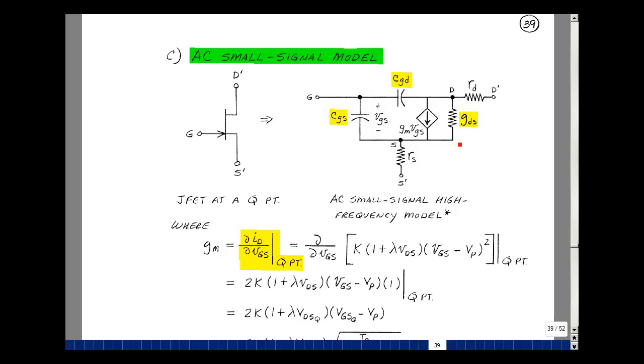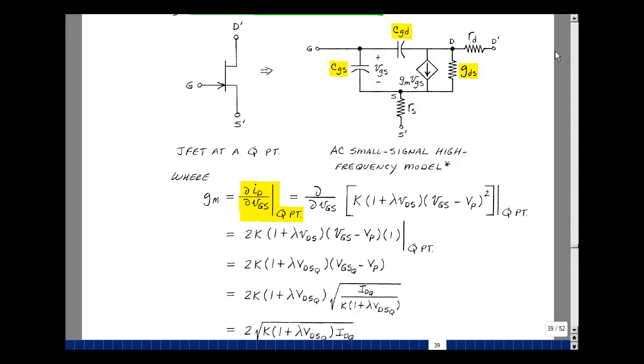And now we're going to add a resistor because we now have a slope to the curve. In the program, it's taking the reciprocal of that resistance and showing it as a conductance. Let's calculate GM as we did before. In Chapter 5 on page 23, we took the partial derivative of I sub D with respect to VGS and evaluated at the Q point.